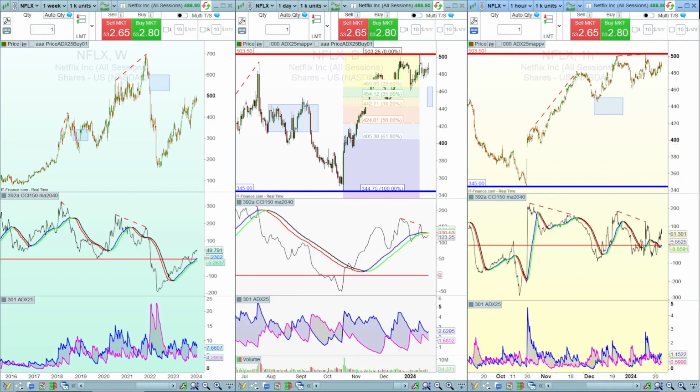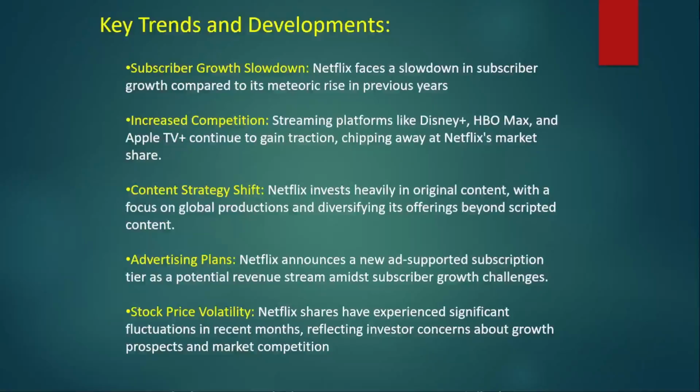And now I'll talk about some economic outlook as well. First off, we'll look at the key trends and developments. So from a subscriber growth perspective, there is a subscriber slowdown, with Netflix facing slowdown in subscribers compared to its meteoric rise in previous years. There's increased competition from the likes of Disney, HBO Max, Apple TV, and other areas there.